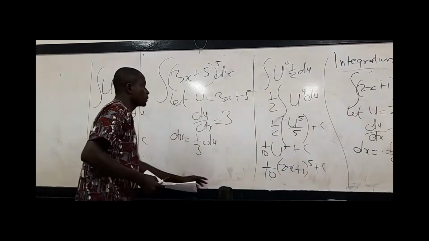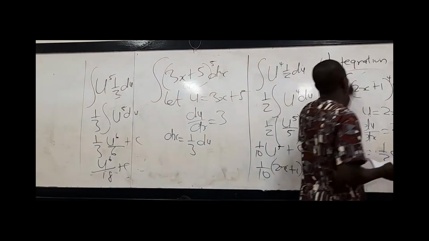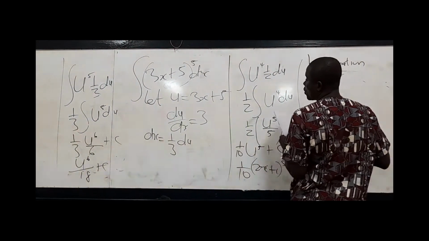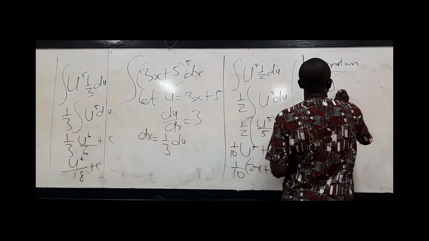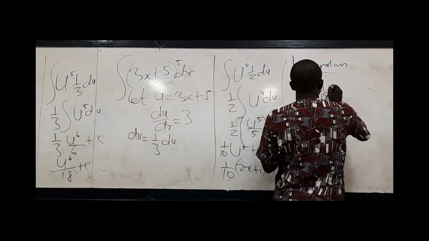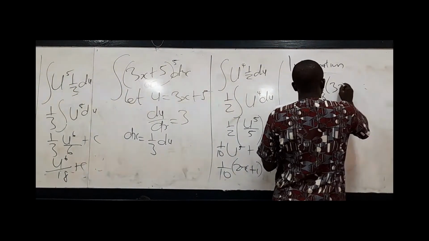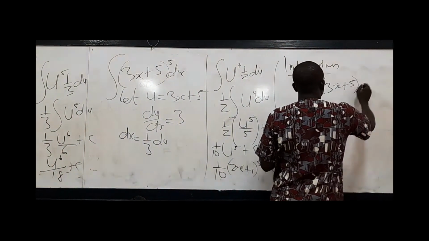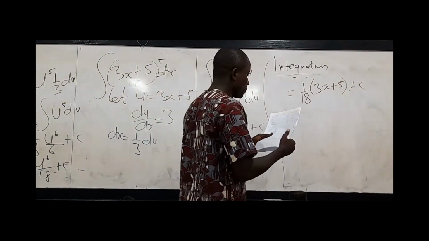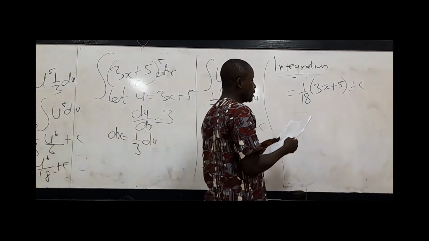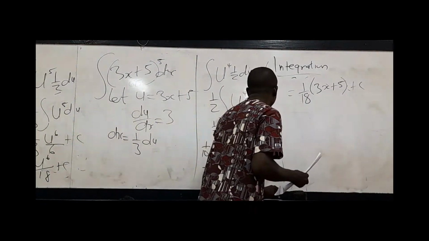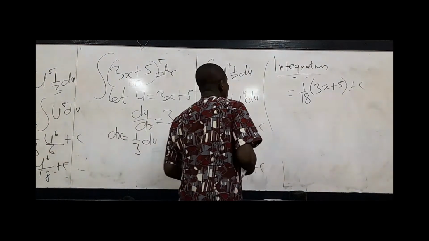So moving forward, I'm going to have 1 over 18, and then u is 3x plus 5, in brackets, to the power 6, plus c. This is that integral. Now, I want you to try this. But okay, this one, let's work it together because of some specific reason.